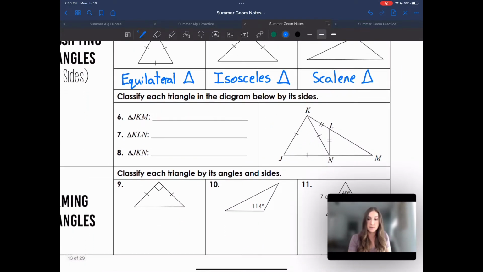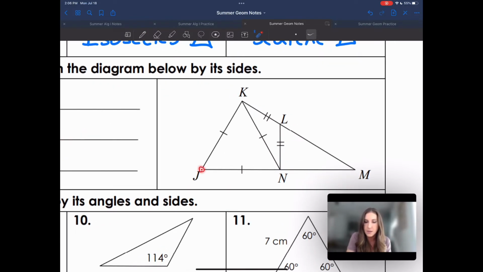Okay, so let's practice some of these ones here. Okay, number 6, 7, and 8. They're all based off of these triangles off to the side. So it says classify each triangle in the diagram below by its sides specifically. So this is our word bank here. Triangle JKM, let's locate it. So JKM, here's J, here's K, here's M, if you want to highlight that, or at least highlight it in your mind if it's hard to do on your paper.